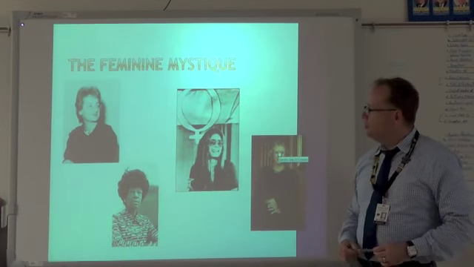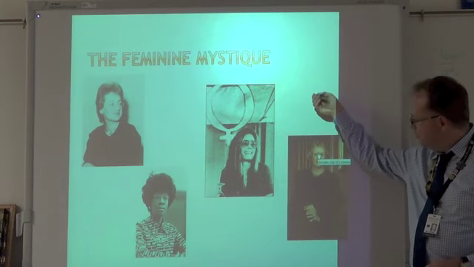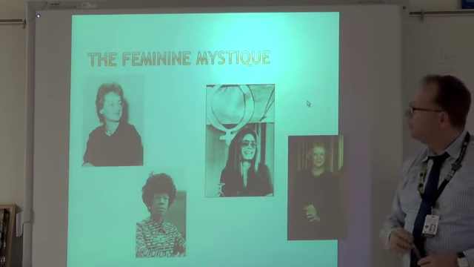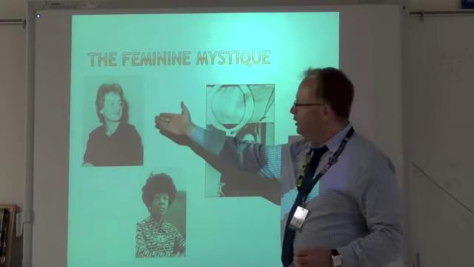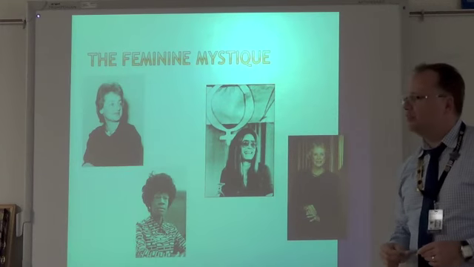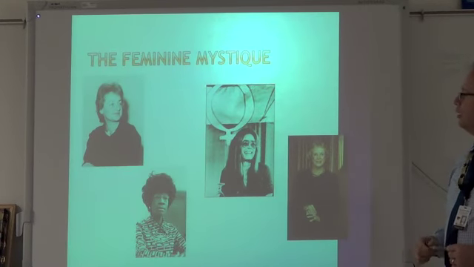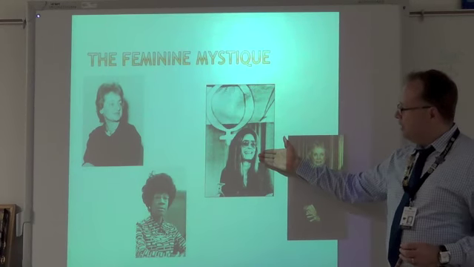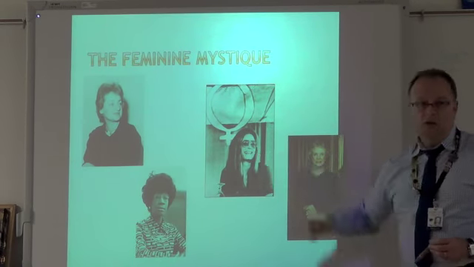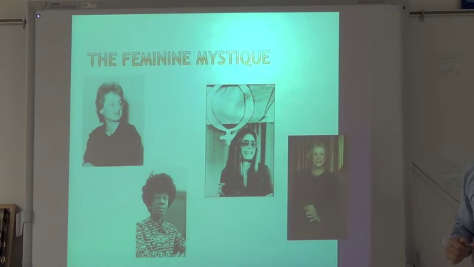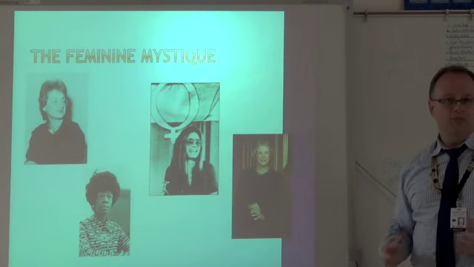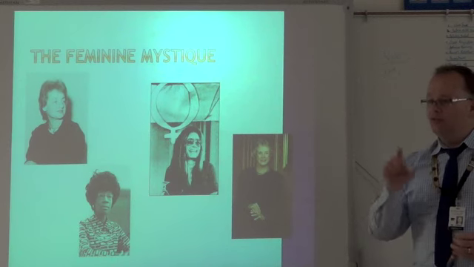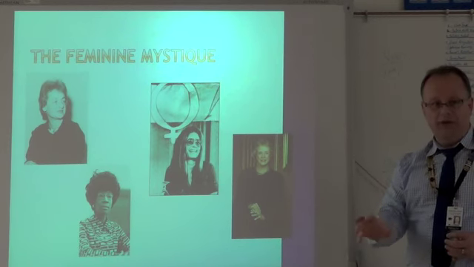And then we get into the 1960s. The Feminine Mystique. Who wrote that book? Betty Friedan. This is Betty Friedan right here. The Feminine Mystique. This is Gloria Steinem. She becomes the leader of the women's movement during the 1960s. She created a magazine called Ms. The first issue of Ms. magazine had Wonder Woman on the cover.